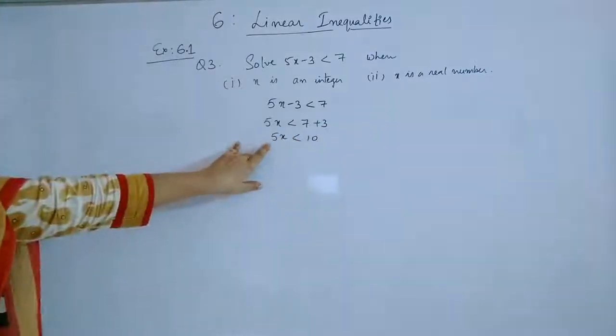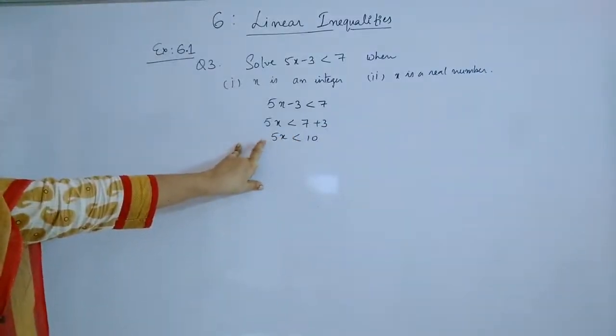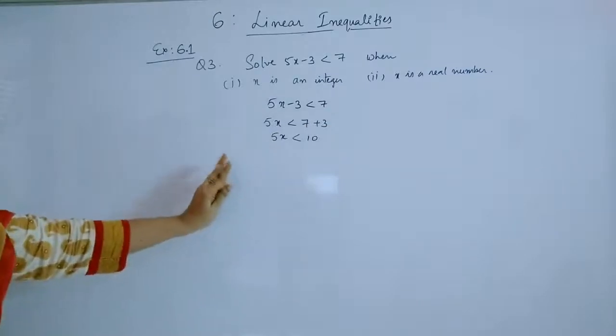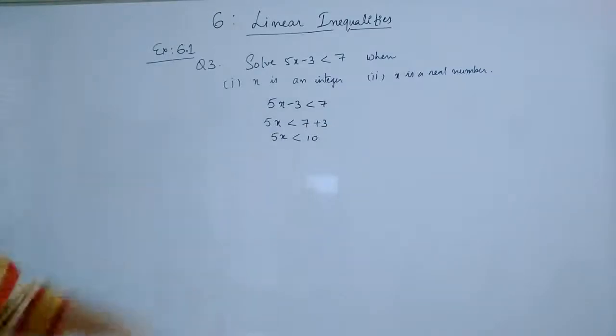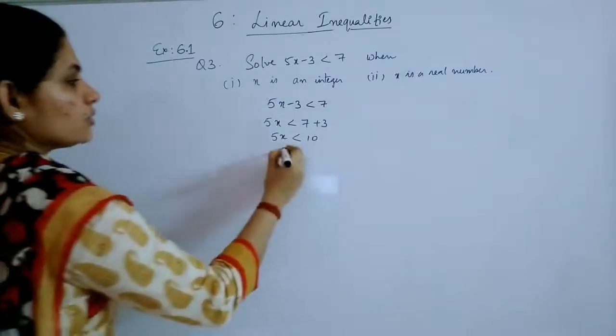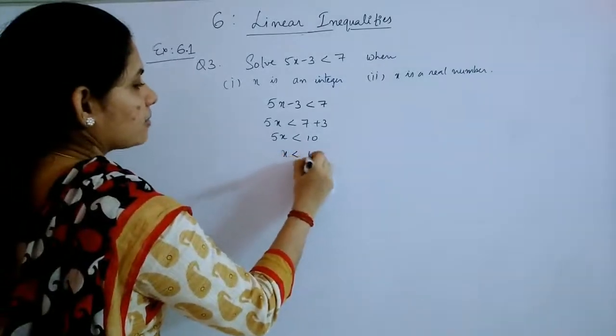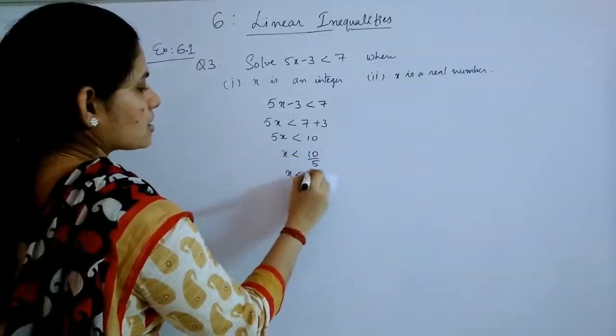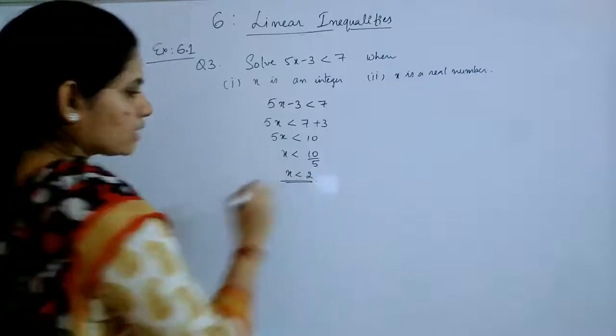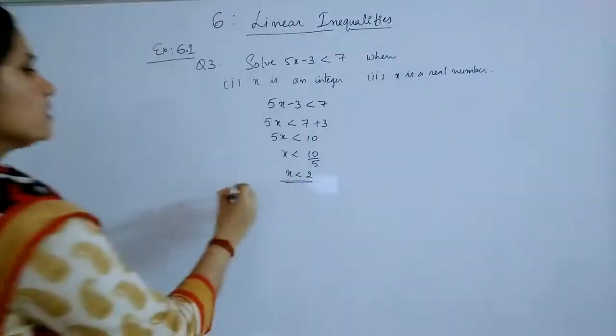Now you have to remove this 5 from the left hand side, that is you have to make only x in the left hand side. So 5 means you have to divide throughout by 5, so that this will give you x is less than 10 by 5 or x is less than 2. So till this you reach. Now we have to go for the first part.